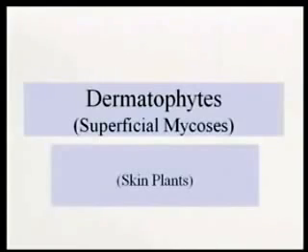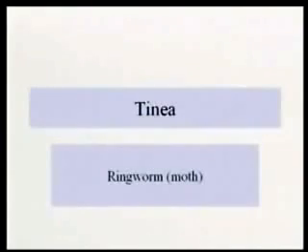Dermatophytes. What does that mean? Derm means what? Skin. And phyte? Plant. They're skin plants. Plants that grow on your skin. That's what they thought they were. Okay. I see I even put it there and you didn't answer. And they're also called superficial mycoses.